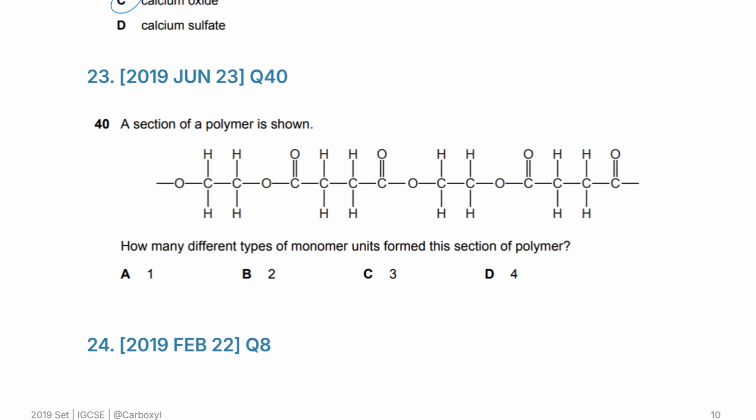A section of polymer is shown. How many different types of monomer units formed this section of polymer? Remember, it may seem very complicated, but if you know the simple rule that I've taught you, in order to find out the monomer, just put a cut at the linkage. You know that this is the ester linkage. Now you should be able to identify these linkages. COO is the ester linkage, and what you need to do is put a cut at the ester linkage, and you realize that between two cuts you're going to have your monomers.